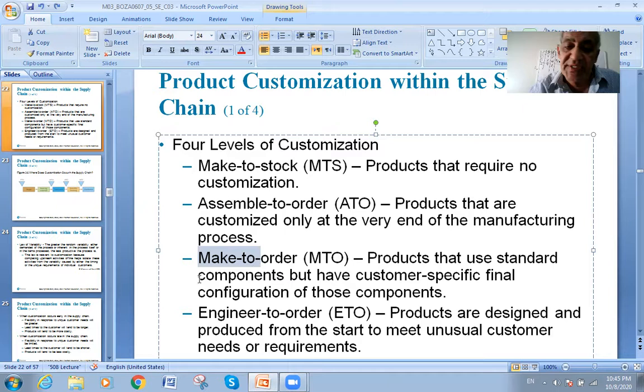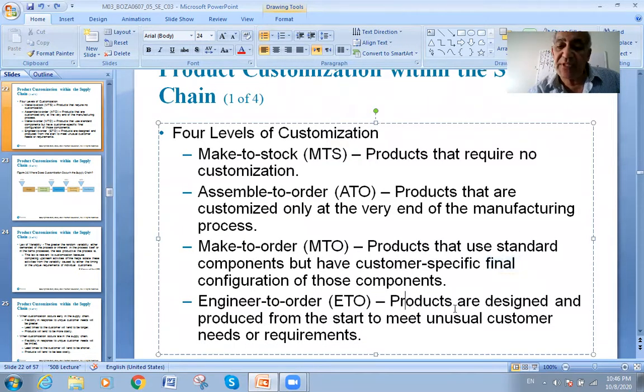Products that use standard components but have a customer-specific final configuration of those components. It's standardized, but there is a final configuration based on what the customer needs. Engineer to order: products are designed and produced from the start. So from the start itself, you customize it, you change the design from the start of producing, not at the end, like the ATO. The ETO is different, the opposite of the ATO. These are entirely different.